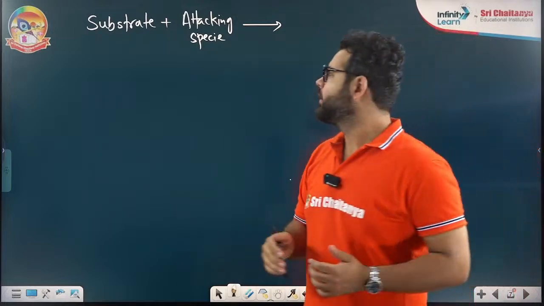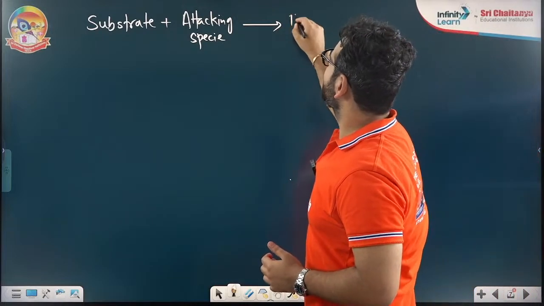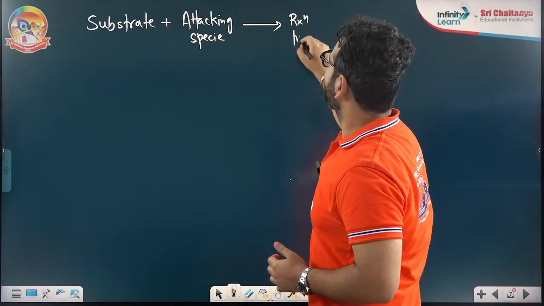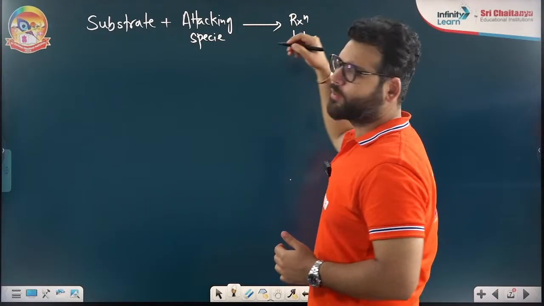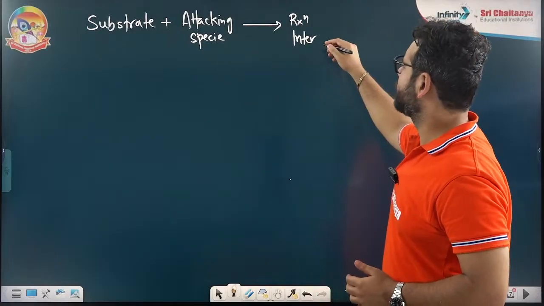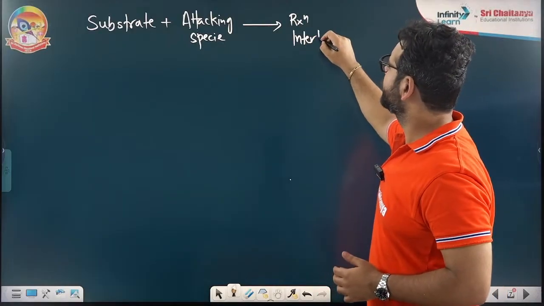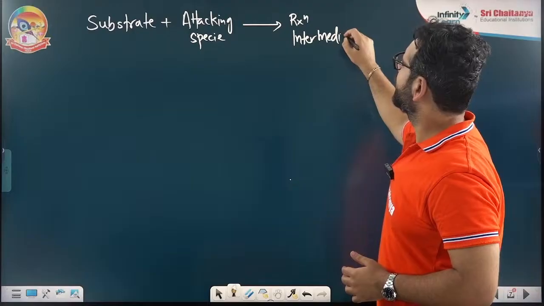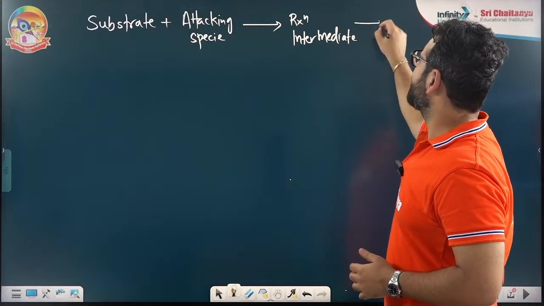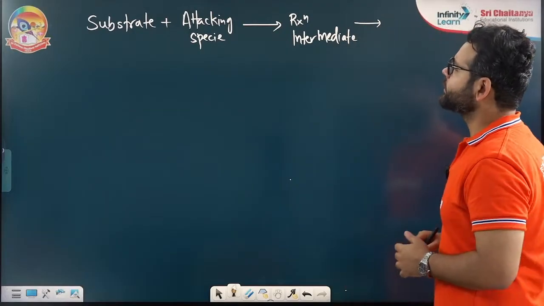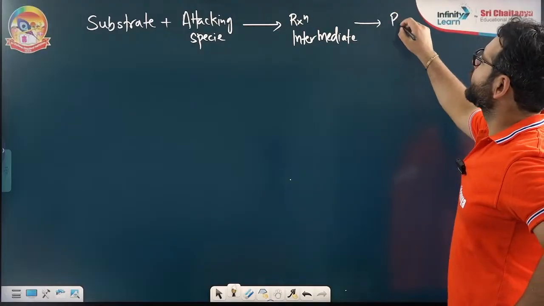And then when the old bonds of the substrate break, they can break in a homolytic way or a heterolytic way. You get to a reaction intermediate, which was carbocation, carbanion, and carbon free radical mostly. And finally, some newer bonds will form from the reaction intermediate to give you the final product.